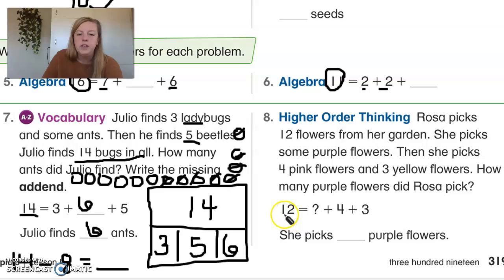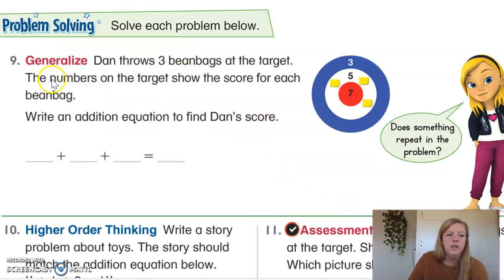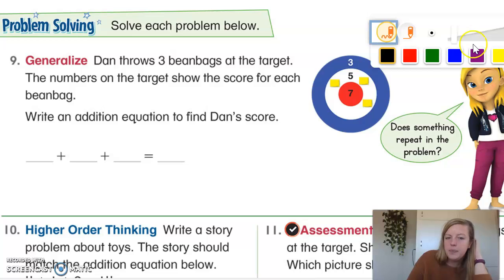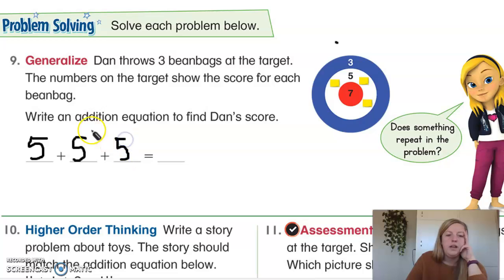Same thing over here. It gives you the whole and 2 parts, but you have to figure out what that missing part is. So do just like what we did on number 7 to solve that one. On to the back. Number 9, Dan throws 3 beanbags at the target. The number on the target shows the score for each beanbag. So here's the little yellow beanbags, and it looks like they all 3 ended up in the 5 circle. So this one would be 5 plus 5 plus 5. Again, I would start with 2 of my numbers, so 5 plus 5 is 10, and then do 5 plus 10.